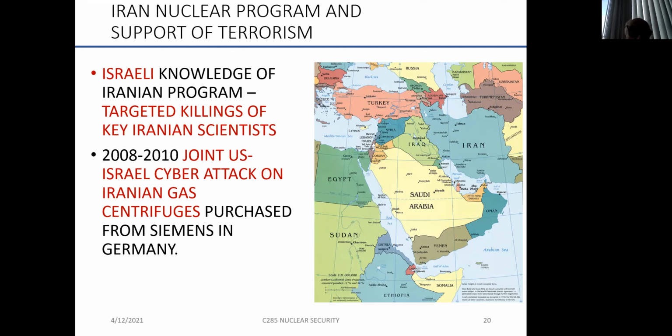Later on, a separate activity took place, not a kinetic attack directly. So in 2008, President George W. Bush authorized a collaboration. This is alleged because it's never been confirmed by the US government, but it's alleged. President George W. Bush authorized a collaboration with Israeli forces to launch cyber attacks on Iranian gas centrifuges that Iran had purchased from Siemens in Germany. Siemens is a world-class German manufacturing firm. They manufactured the gas centrifuges that Iran purchased. And these gas centrifuges were central to the uranium enrichment program, separating out the small amounts of U-235 from the U-238 and accumulating larger amounts of weapons-grade material.